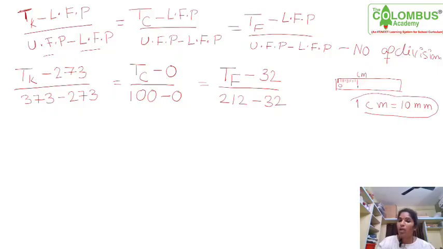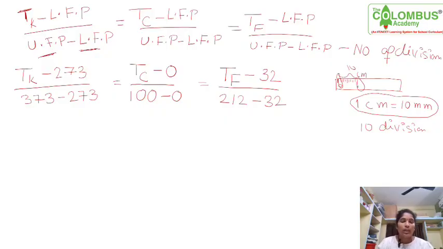So how many divisions here? We have 10 divisions. What is the lower fixed point here? 0. And what is the upper fixed point? 1. So how many divisions between? There are 10 divisions. Similarly, for every scale, the number of divisions depends upon the difference between the lower fixed point and the upper fixed point.